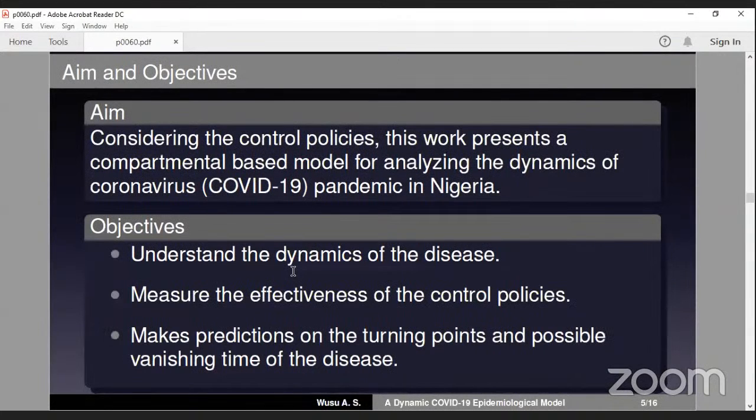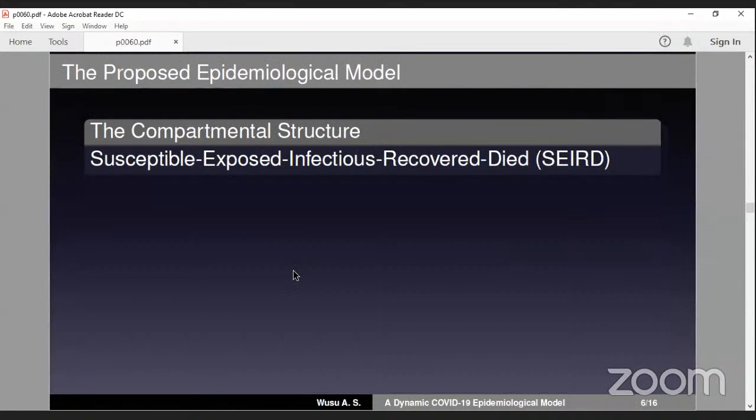We aim to create a compartmental-based model for analyzing the dynamics of COVID-19 in Nigeria. And what are our objectives? First, we want to understand the dynamics of the disease. We want to measure the effectiveness of the control policies. We want to make predictions on the turning points and possible vanishing time of the disease.